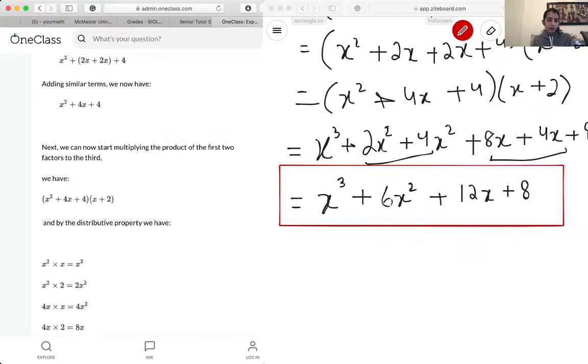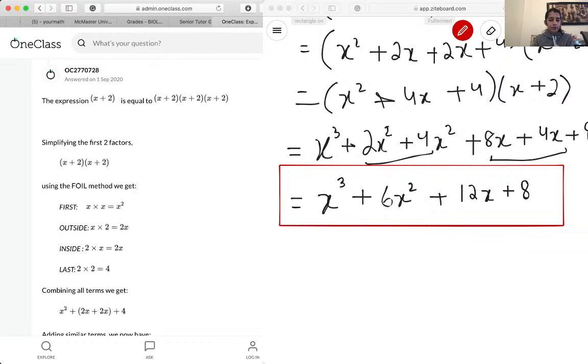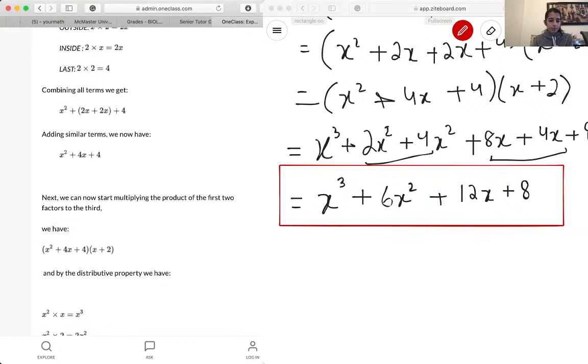Got the final answer correctly. I'm just going to look at their solution, their steps.